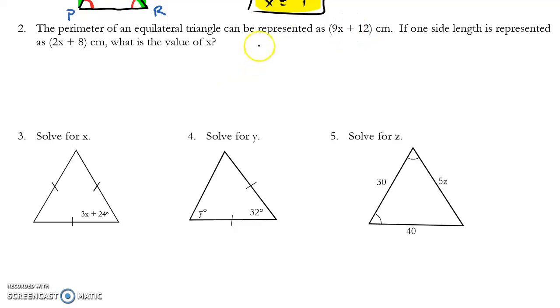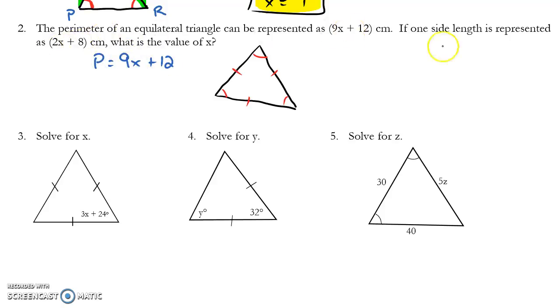Well, I know I'm dealing with an equilateral triangle. So I might start by drawing it and labeling it. I also know my angles are congruent, but I haven't said anything in here about angles. So what I really have is 2 scenarios here. First, the perimeter is 9x plus 12. That's an equation. Perimeter is 9x plus 12.